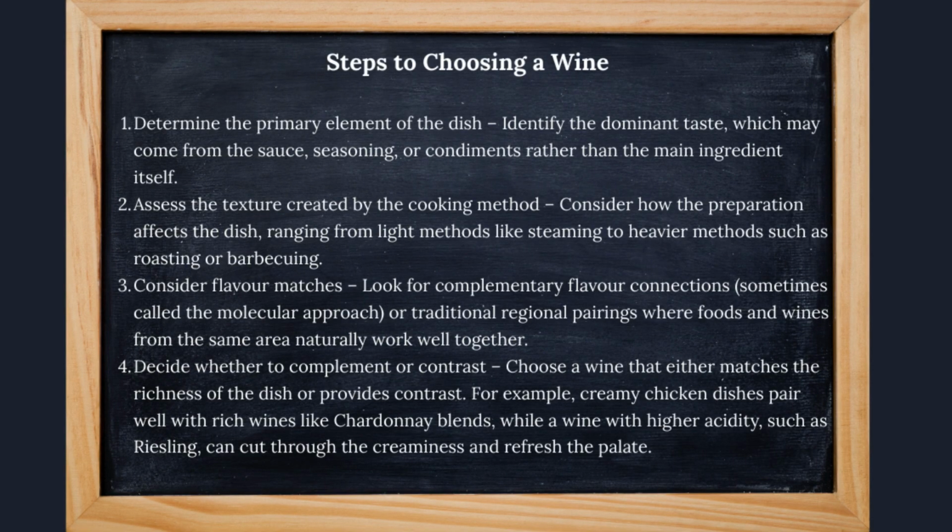Steps in choosing the right wine. One, determine the primary element of the dish. Identify the dominant taste, which may come from one of the sauces, seasonings, or condiments rather than the main ingredient itself.